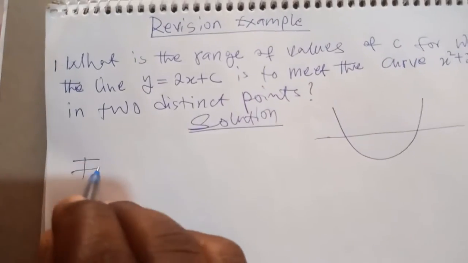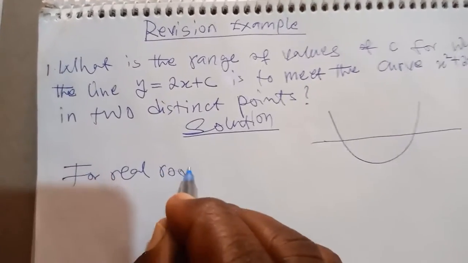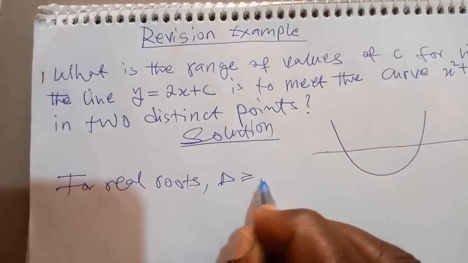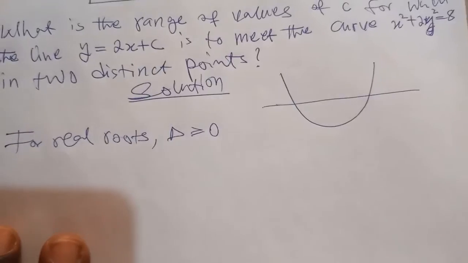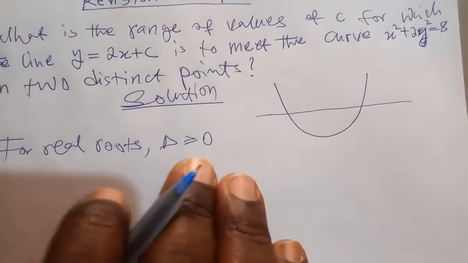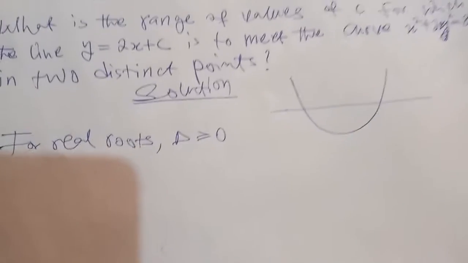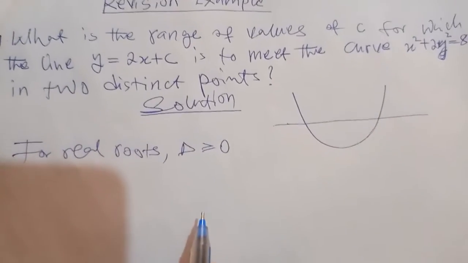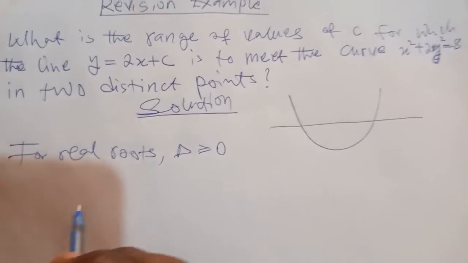So for real roots, solution now. For real roots, we should know that d is greater than or equal to 0. This is the condition for real roots. So now, I'm going to solve the two equations simultaneously. The line and the curve, I'm going to solve them simultaneously now.